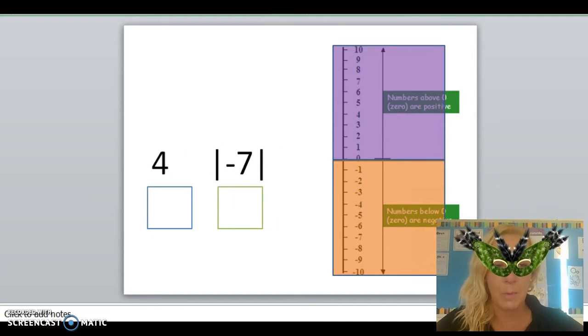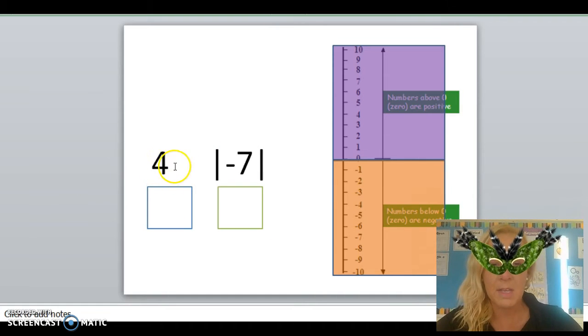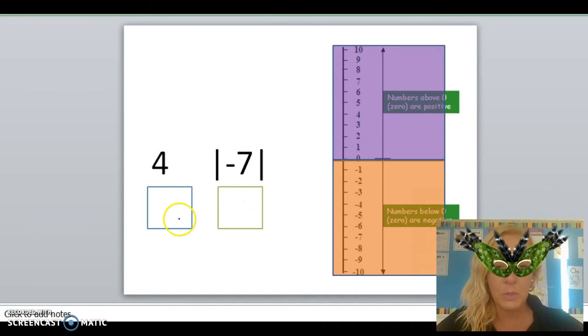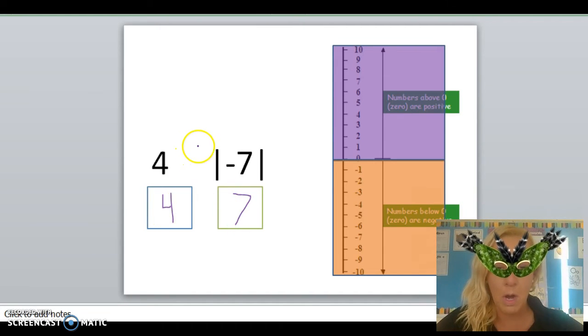Let's look at this example. This is different from the last slide because 4 doesn't have the absolute value bars. The absolute value of just 4 is written as 4. The absolute value of negative 7 is 7. 7 is bigger than 4. Therefore, 4 is less than the absolute value of negative 7.